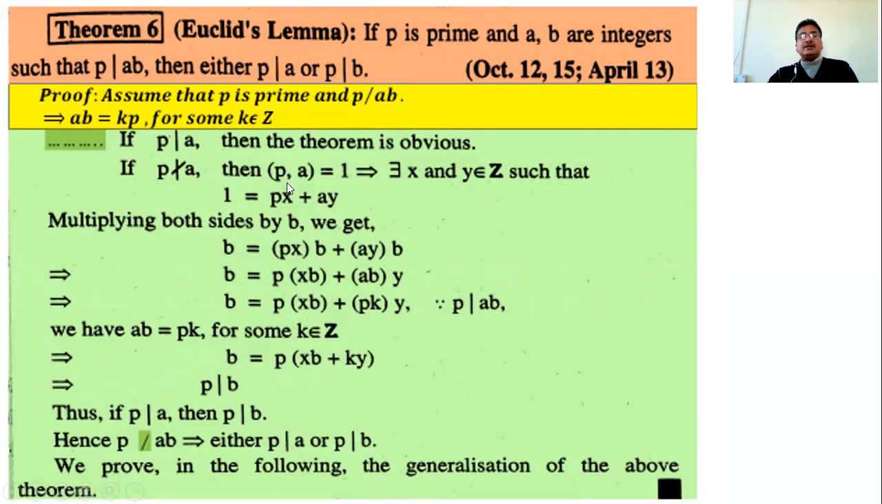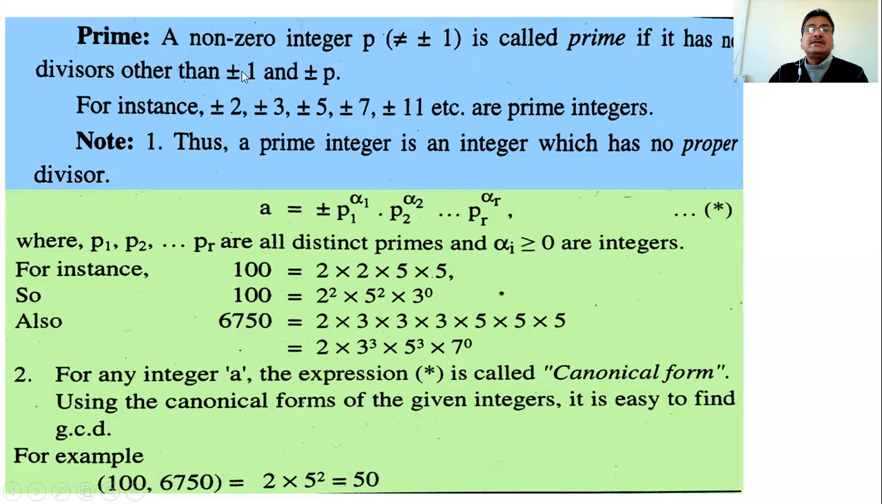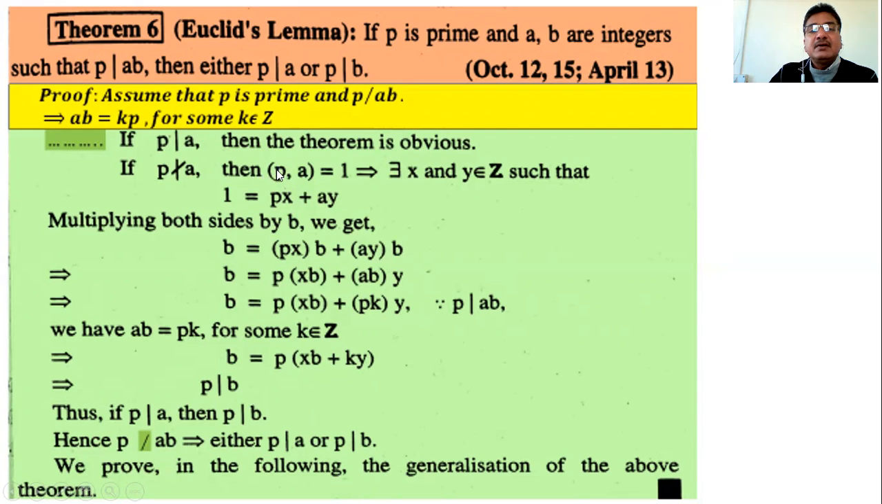We have to find the greatest common divisor, so we find only the positive divisors of these two numbers. What are the positive divisors of P? Only 1 and P, because P is prime. What is the definition of prime? A number is called prime if it has only the divisors plus minus 1 and plus minus P; no other number divides P. So 1 and P are the only two positive divisors of P.